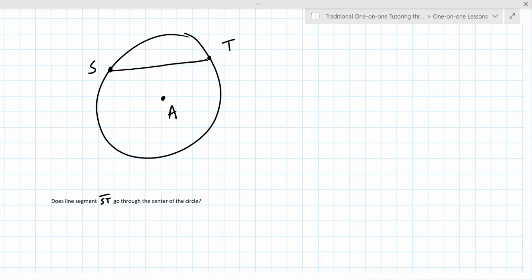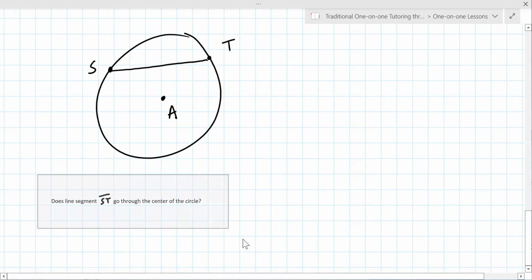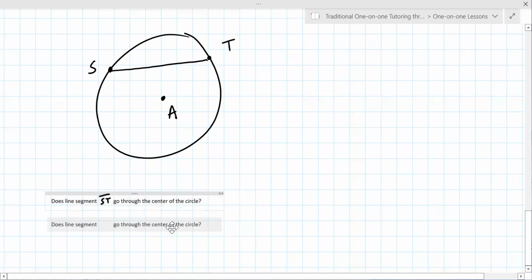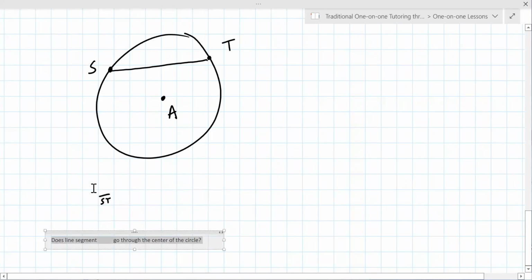Okay, so now for this line segment ST, does line segment ST go through the center of the circle? Yes. Center of the circle. What is the letter that indicates the center of the circle? The circumference. No, let me type the sentence here. Oh wait, the center.